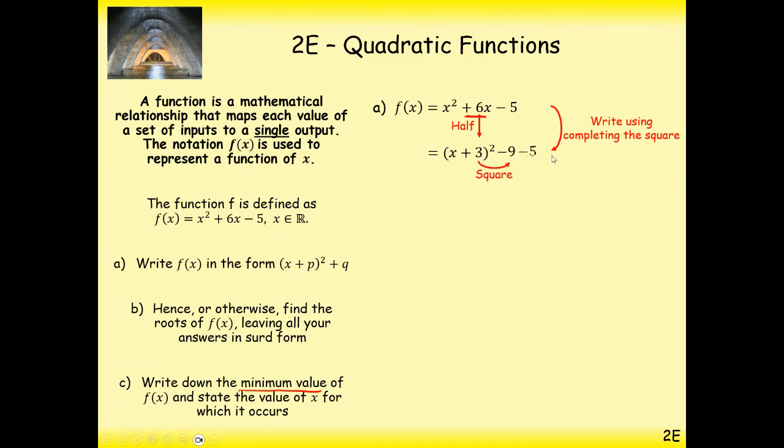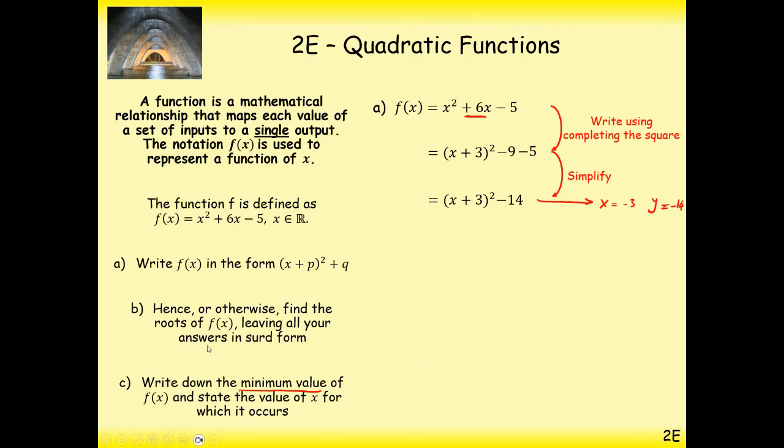And you combine that with the minus 5, so you'll have negative 14. All right, so this is the completed square form, and this will tell us the minimum value at the turning point. We're not really concerned with the x value. The x value of the turning point is -3, but the y value is more important, which is -14. This is already the answer to part C.